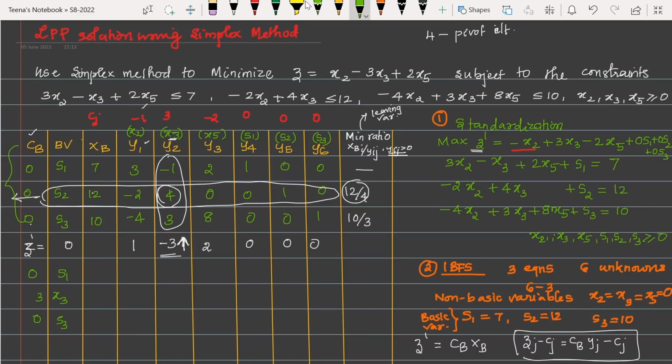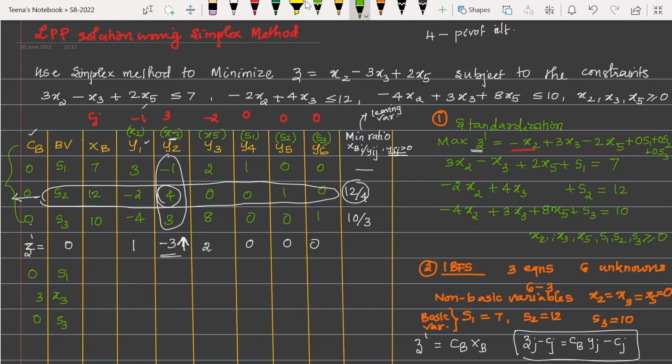That is always there, and you can also notice one more thing: the net evaluations corresponding to the basic variables are all equal to 0. So that can also be taken as a checking point in each iteration. The net evaluations corresponding to the basic variables will be equal to 0, and the basic variables form an identity matrix of the required order.